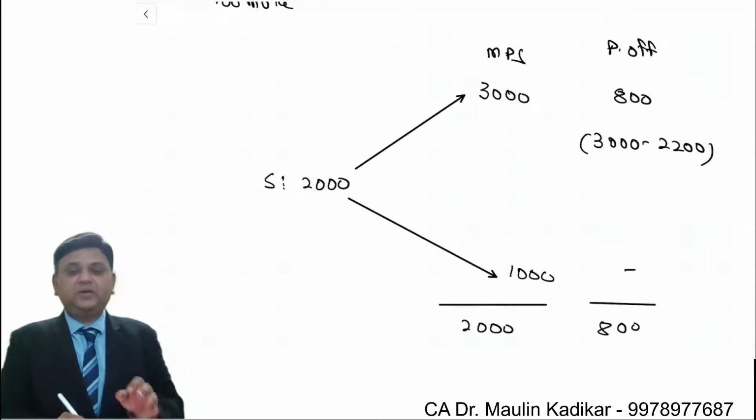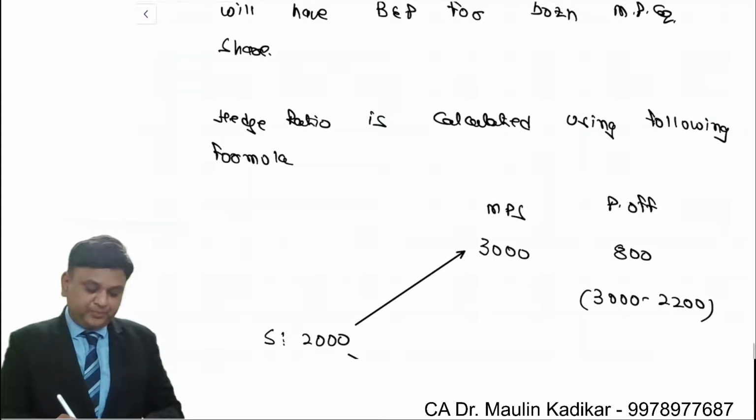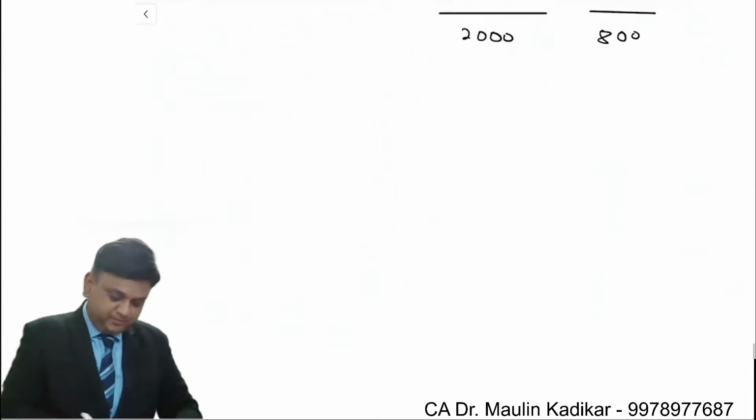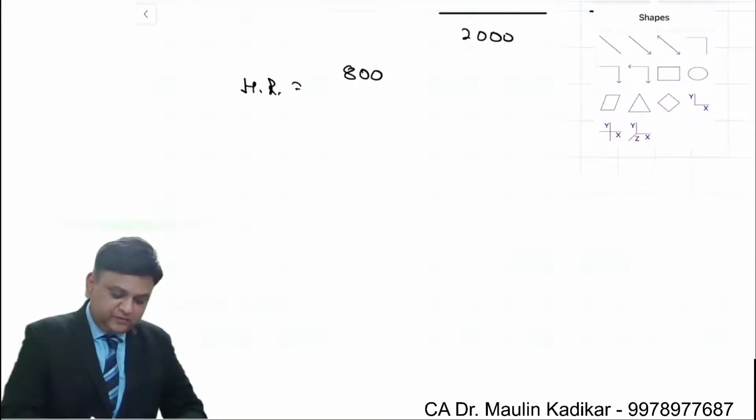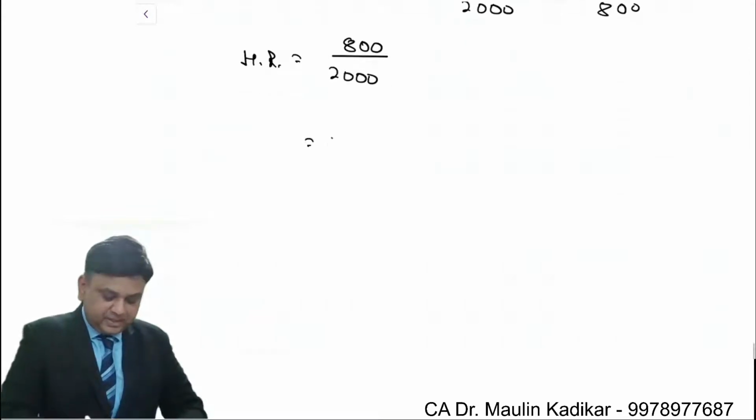We are required to make the computation of the difference between payoff and difference between market price of the share to compute the hedge ratio. So hedge ratio is calculated as difference between payoff upon difference between market price of the share. That comes to 0.4 share.